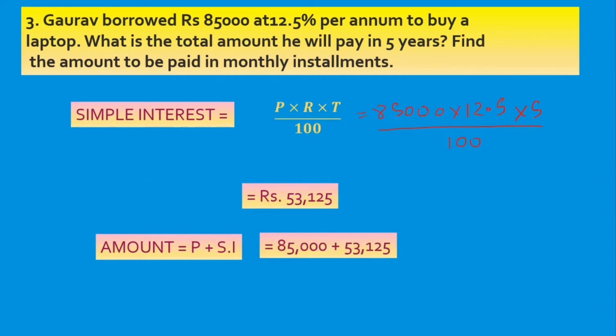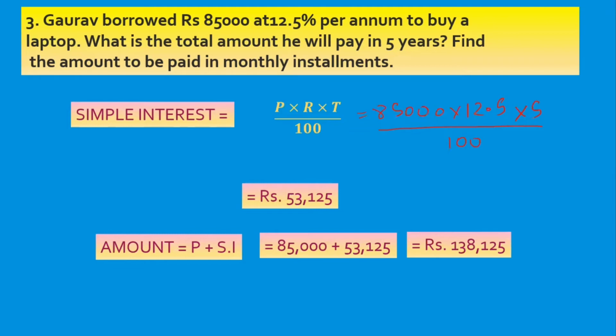Then how much money will he have to pay for 5 years? It is principal plus interest, which is 85,000 plus 53,125. So he has to pay 138,125 rupees back to the bank. See, he has borrowed only 85,000. How much more he has to pay back, right? Now, he has to pay this money back in 5 years.